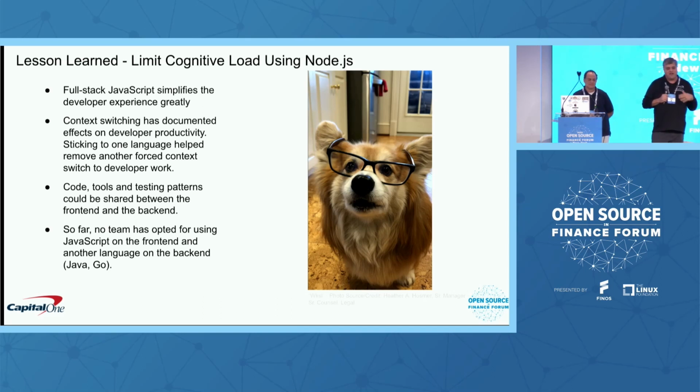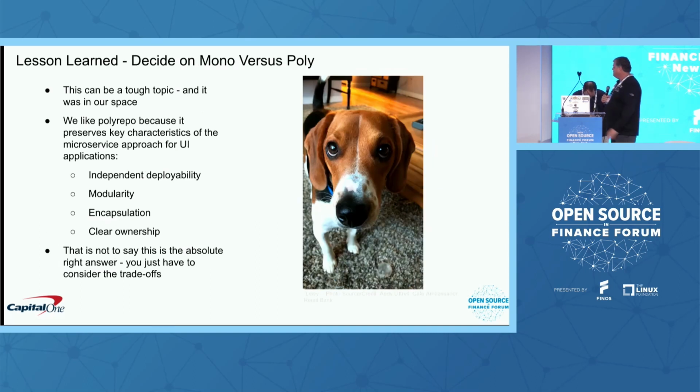What's interesting is while we do support people using Java or Go as the middleware, no team has opted for that yet. I think Noah did once as an experiment. But everybody uses JavaScript and Node.